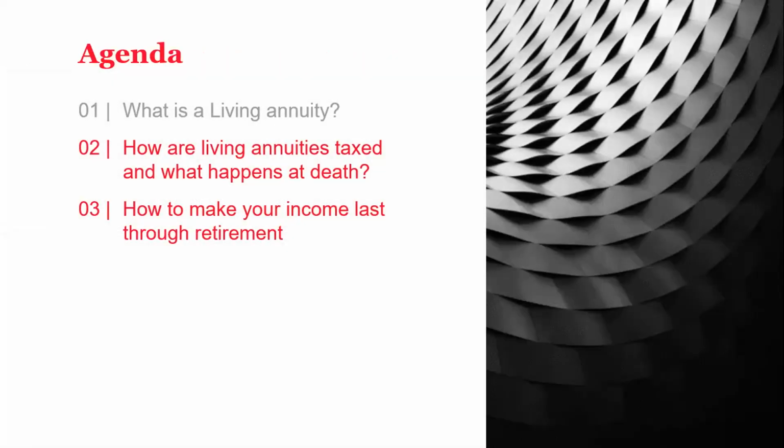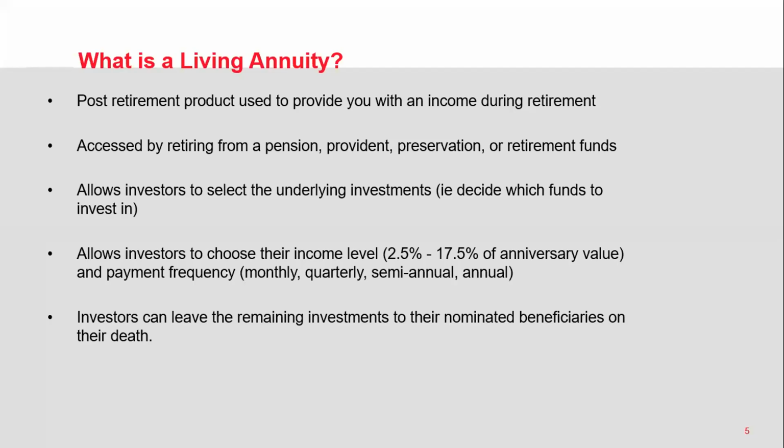So just to jump straight into it, what is a living annuity? Just a brief overview. A living annuity is generally accessed through pre-retirement products, and these are your normal retirement annuities, your pension, provident funds, and also preservation funds. And the purpose of the product is to provide you with an income when you decide to retire.